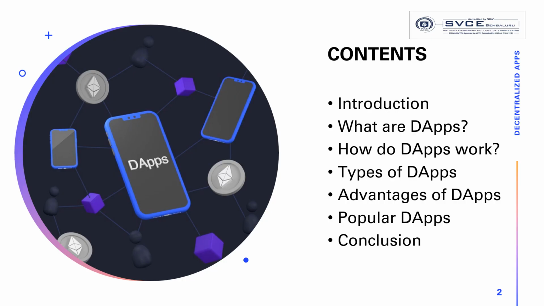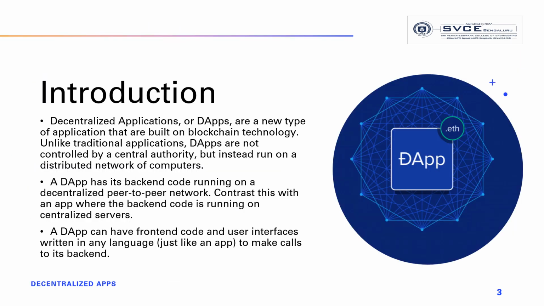So these are the contents of the seminar. We'll start with the introduction. Then what are DApps? Next will be how do DApps actually work? Next will be classification or types of DApps. Then advantages of DApps. Next we'll be seeing some of the popular DApps over a period of time. Then we'll end with a conclusion. So let's start with the introduction.